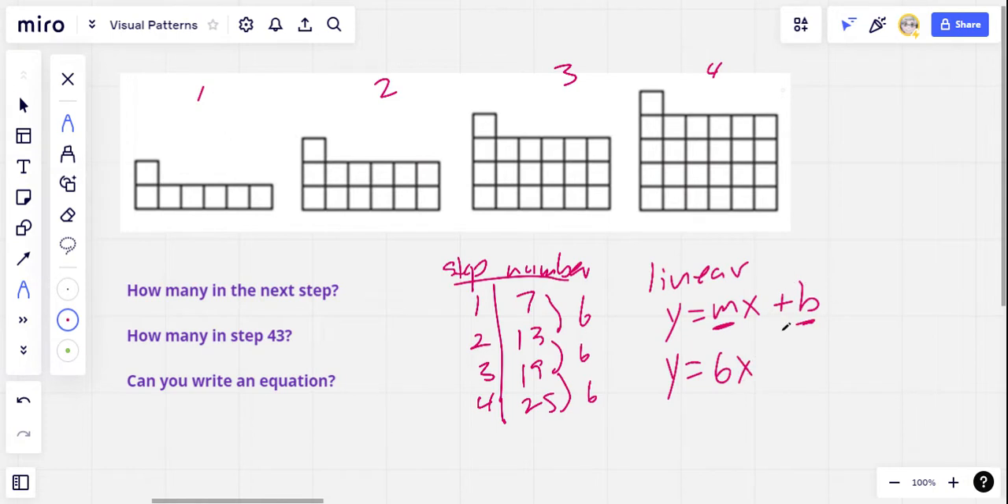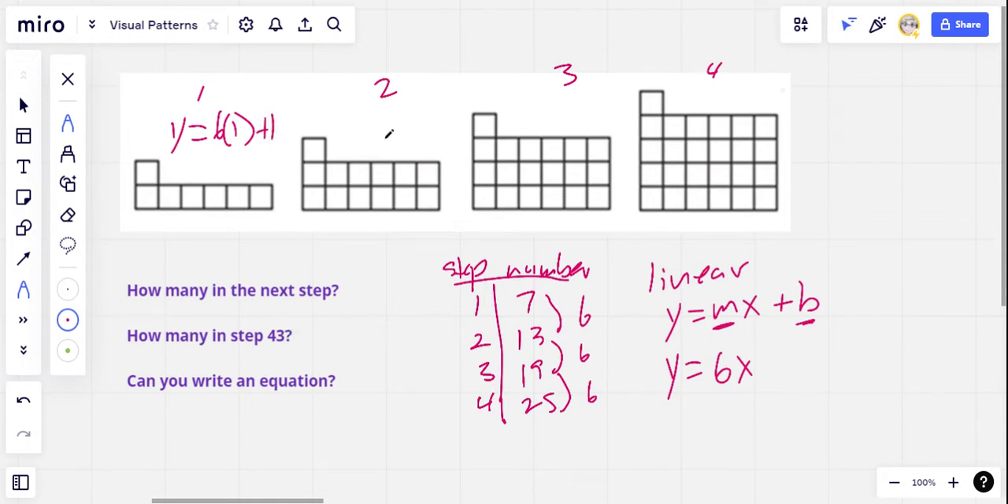And then this b, you can think of it as the number you need to add or subtract to make it work out in each step. And the easiest way to do that, I think, is just to look back at step 1. So we've got 7. We've got this row of 6 plus 1. So if I put in a 1 here, if I said y equals 6 times step 1, I'd get just 6. And I've got 7. So I just need to adjust that by adding 1.